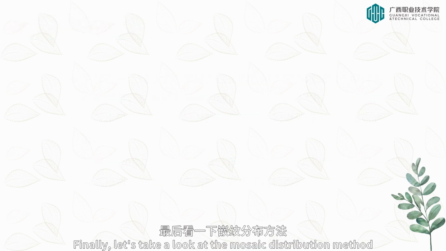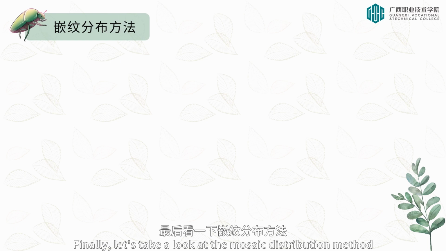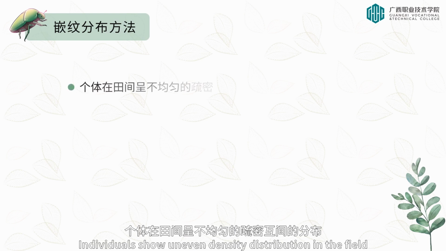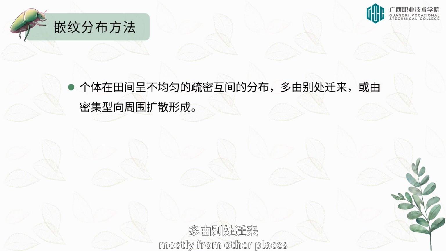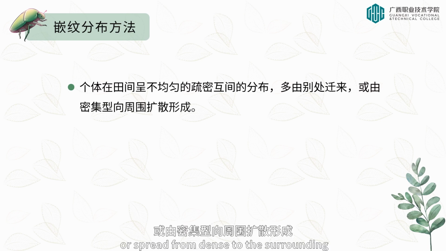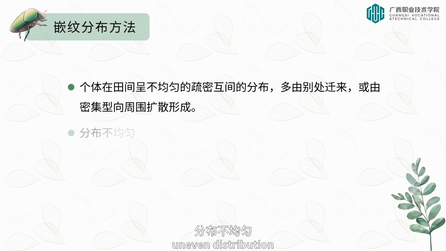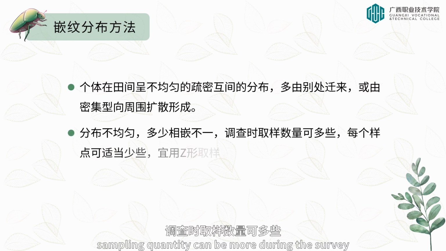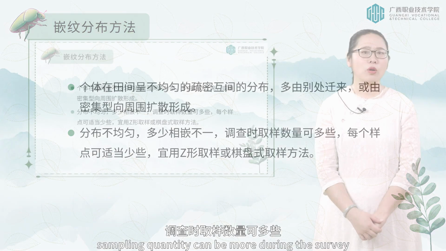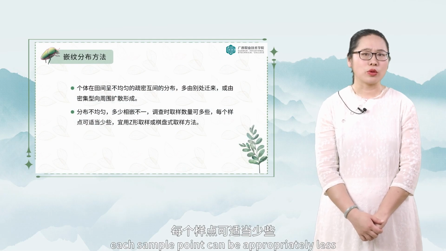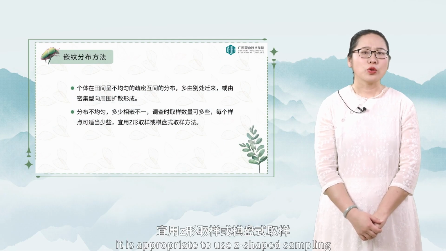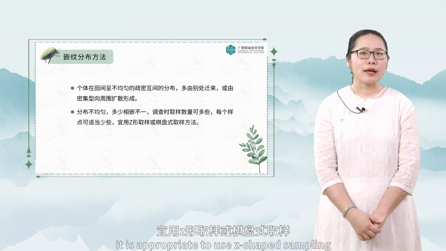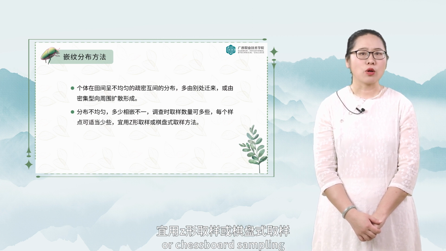Finally, let's take a look at the mosaic distribution method. Individuals show an uneven density distribution in the field, mostly from other places, or spread from dense to the surrounding. Uneven distribution, more or less embedded. The sampling quantity can be more during the survey. Each sample point can be appropriately less. It is appropriate to use Z-shaped sampling or chessboard sampling.